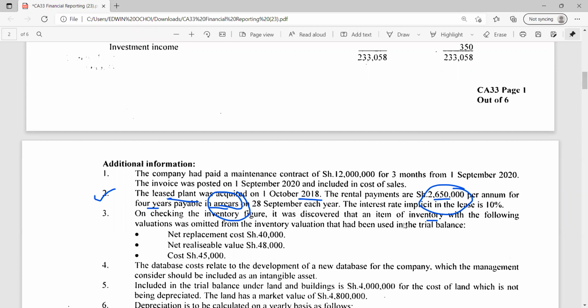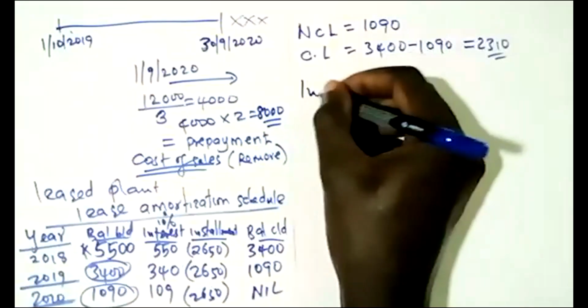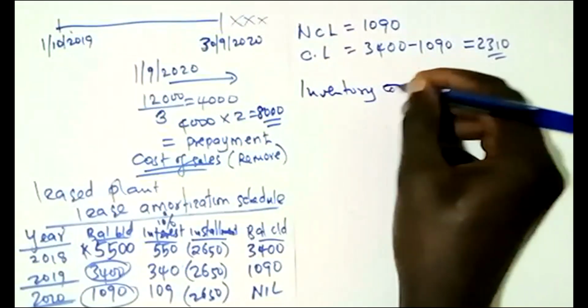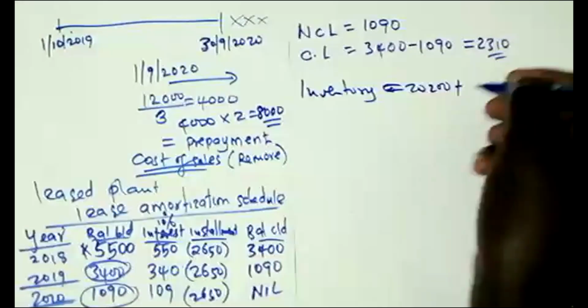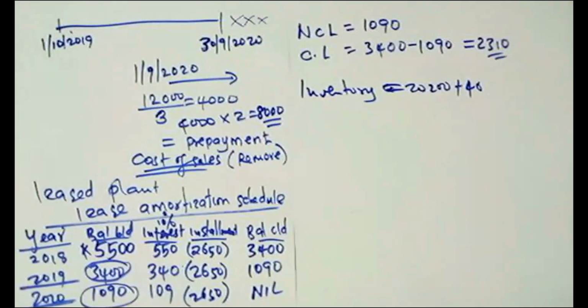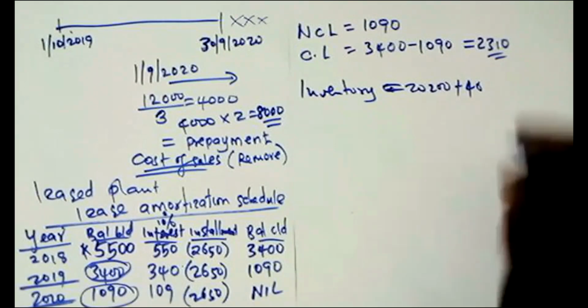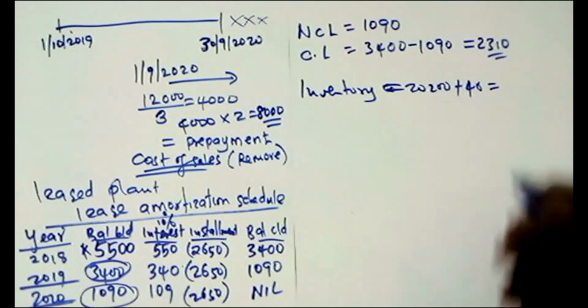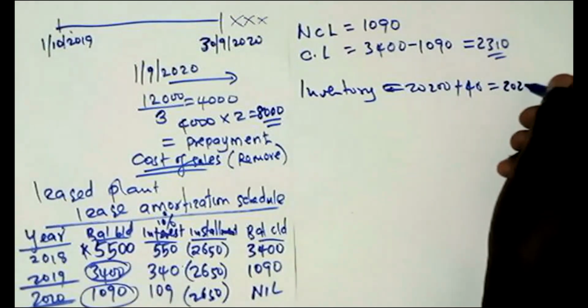In short, we have seen that inventory is measured at the lower of cost and net realizable value. First, the replacement cost is supposed to be part of the inventory, so you add it back to the figure of inventory. Inventory is 20,200, so we add the 40, which is part of the stock. So this one will be 20,240.